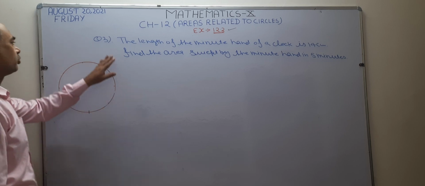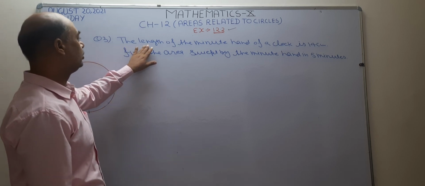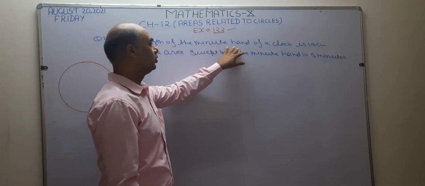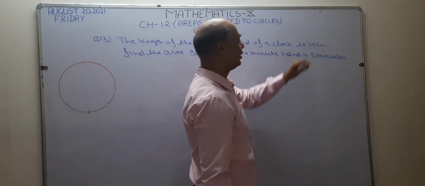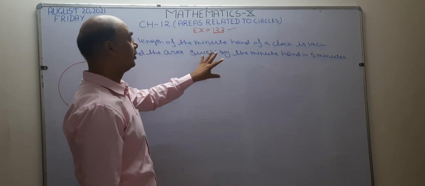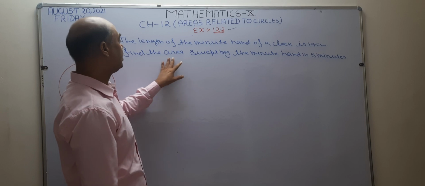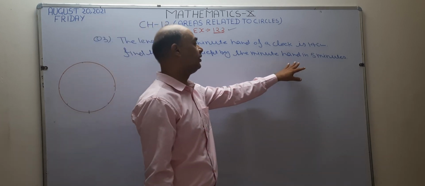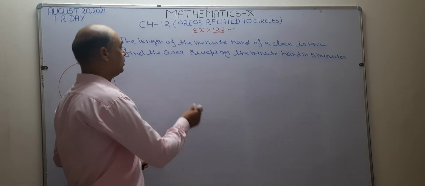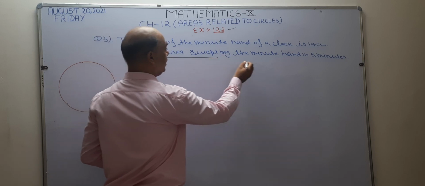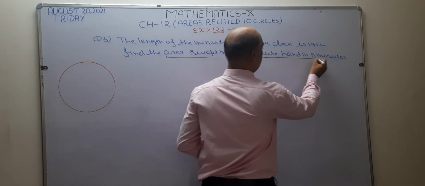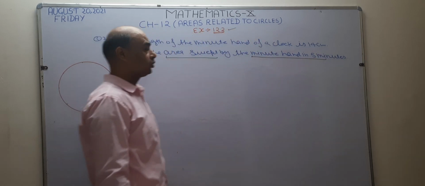Now we are going to start question number 3. The length of minute hand of a clock is 14 centimeter. Now one clock is given. Find the area swept by the minute hand in 5 minutes. We are going to find the area swept by minute hand in 5 minutes. Okay, this is your question.